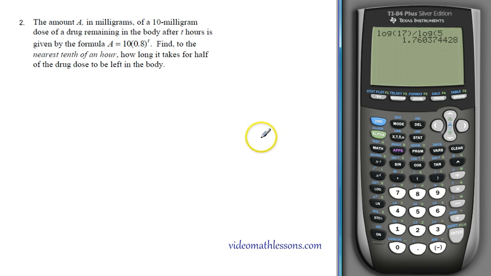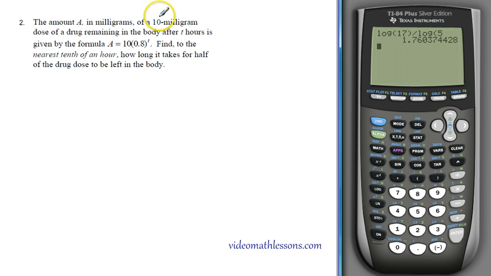Number 2. The amount of milligrams of a 10 milligram dose of a drug remaining in the body after t hours is given by the formula A equals 10 times 0.8^t. Find, to the nearest tenth of an hour, how long it takes for half the drug dose to be left in the body.